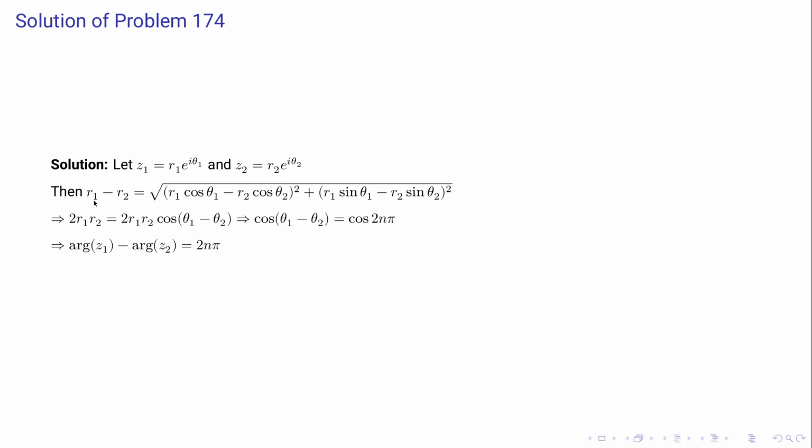Now we square both sides and cancel out R1 square and R2 square. We find that 2R1R2 is equal to 2R1R2 cos(θ1 minus θ2). Now we cancel out 2R1R2 as well. We get cos(θ1 minus θ2) is equal to cos 2nπ, because this will become 1, which is equal to 2nπ. So we can say that the argument of Z1 minus Z2 is 2nπ.